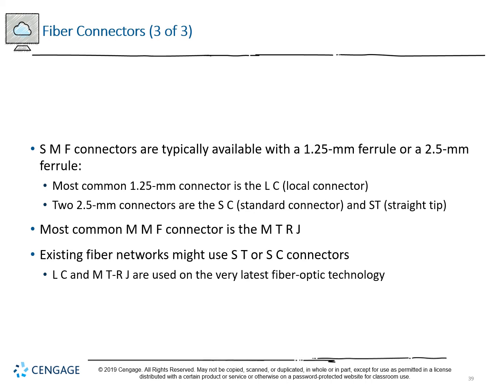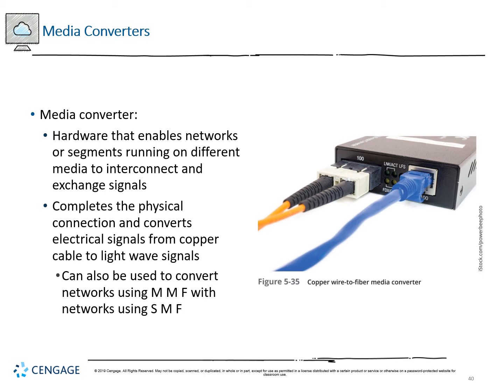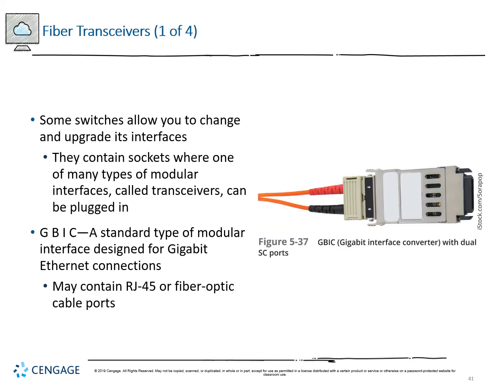Now here we have what's called a media converter. This is where we're moving between fiber and copper. This allows different segments of network cable to work together. It will complete the physical connection to convert between light wave and electrical signal. This is also the type of interface that we may see to move between multimode and single mode fiber.